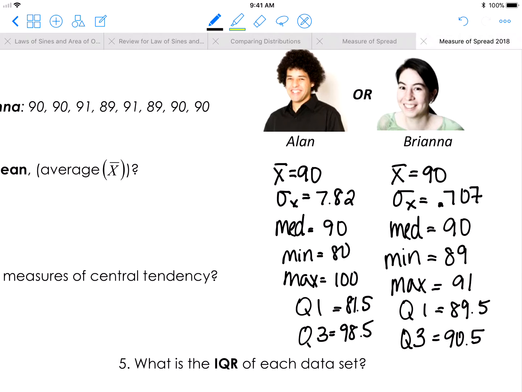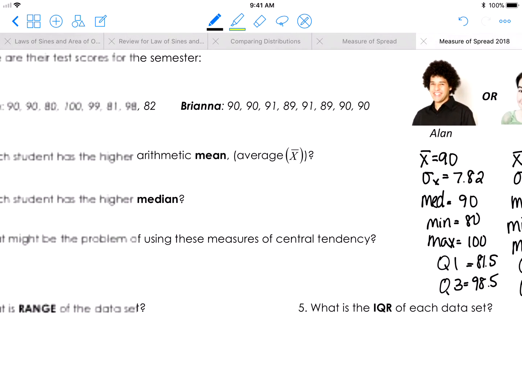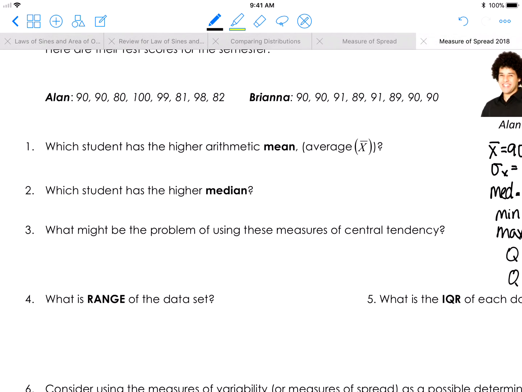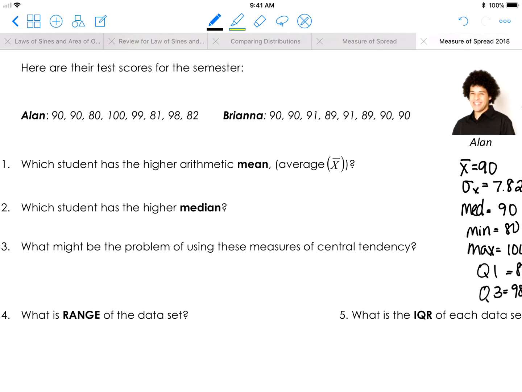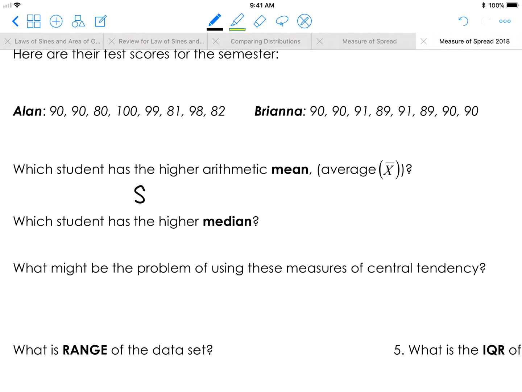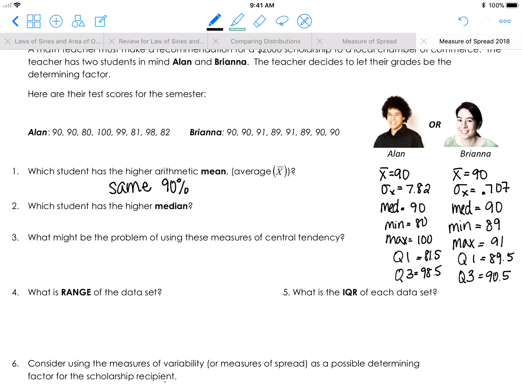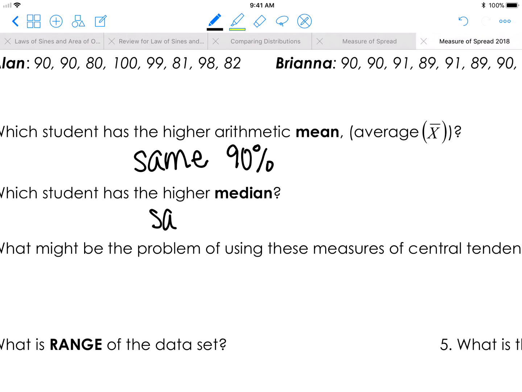Okay, so now we can compare their data. Let's see what the first question said. It says, which student had the higher mean? Well, it looks like both of them had 90, right? So I would have to say they're both 90%. So there's not much comparison there. Okay, so which student had the higher median? Well, again, they're the same at 90%.